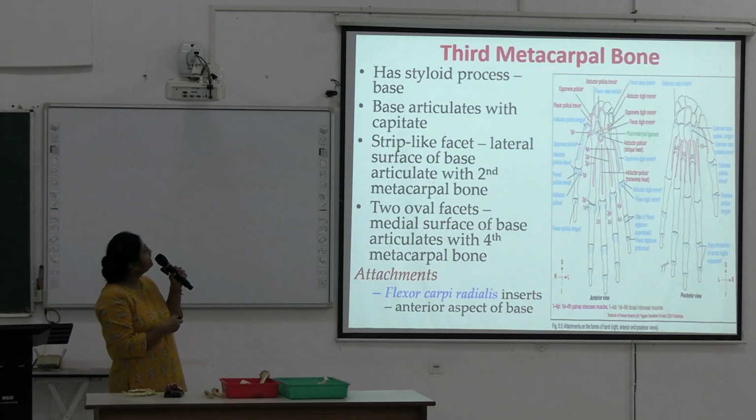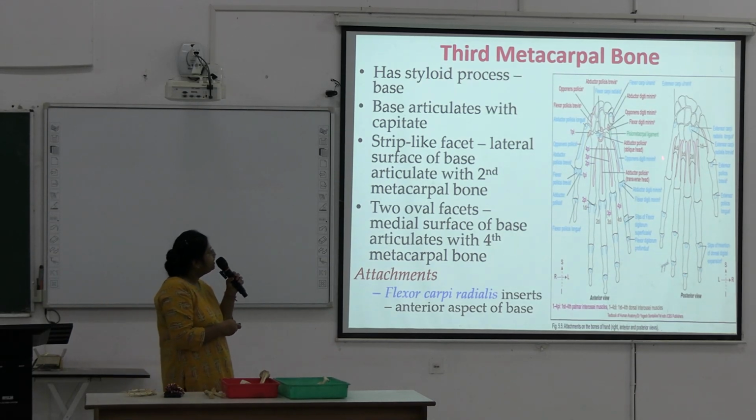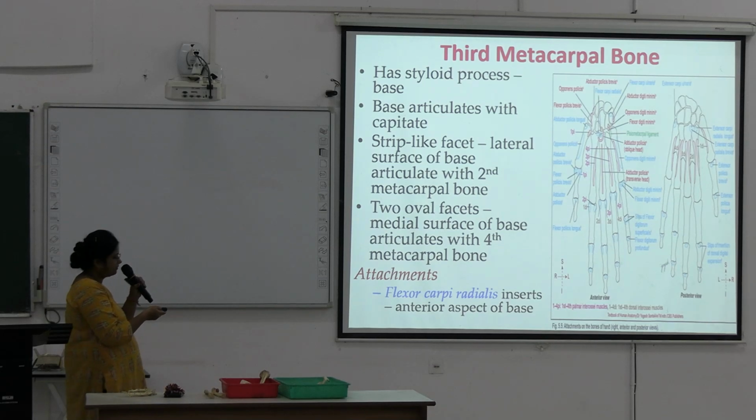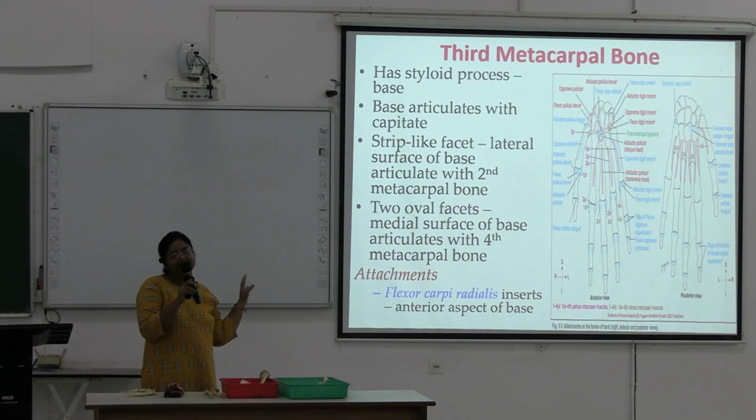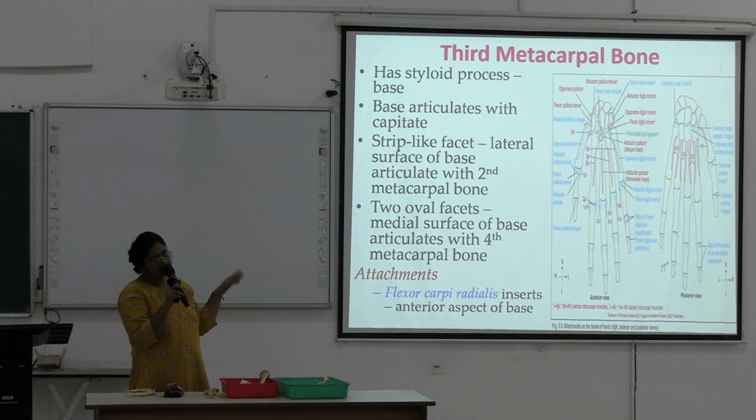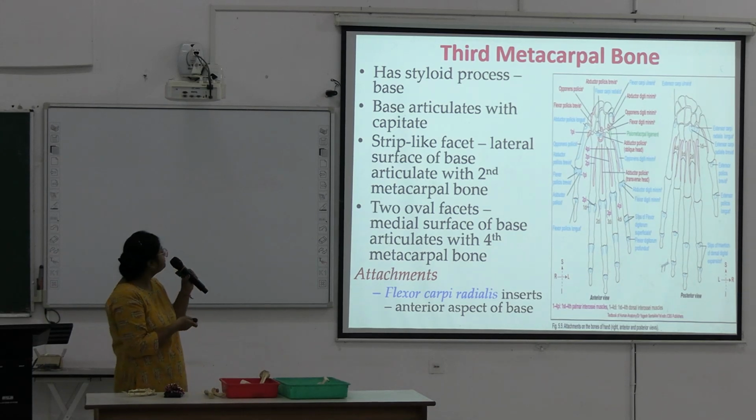Okay, for the third metacarpal, you remember, it has a styloid process. In this posterior view, you will see the styloid process projecting backward. Attachments are important. You cannot remember like this. You remember when you read the palm. Okay, on dissection of the palm, you will see the small muscles. Then it will be easy to remember. You just see the diagrams for the muscles of the palm.